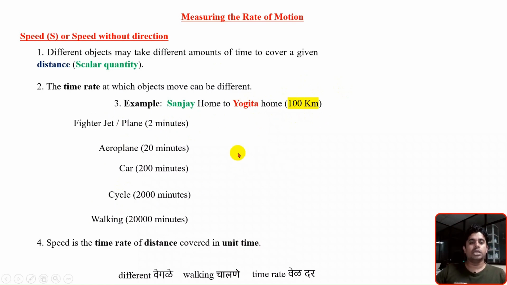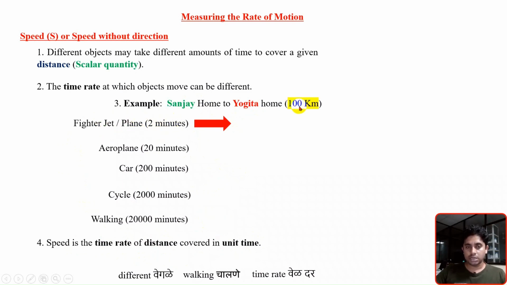So what actually does speed mean? Speed is the time rate of distance covered. In a unit time, how much distance is covered, or the time rate to cover that distance, is nothing but speed. So in terms of the travel we have done from Sanjay's home to Yogita's home, if I consider this time rate, see, here the fighter jet has taken 2 minutes.